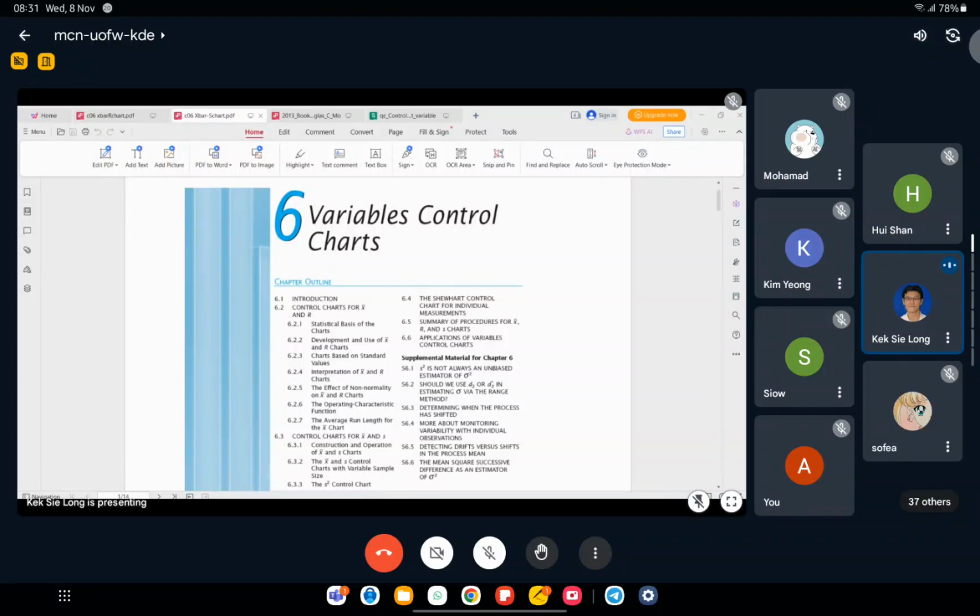Our discussion about X bar and R control chart. Last meeting, we discussed the formula or equation we use to calculate the control limits. So for each control chart, we have a pair of equations.